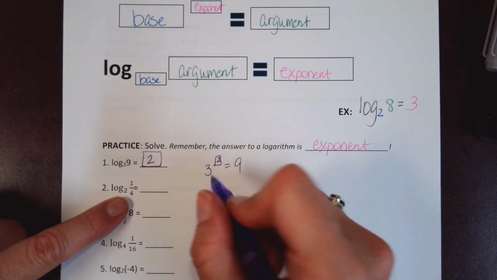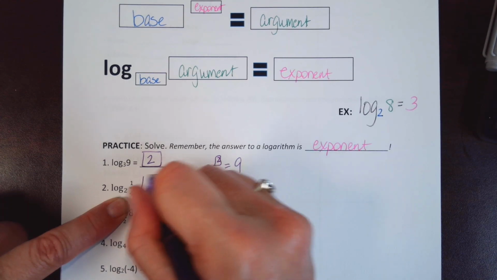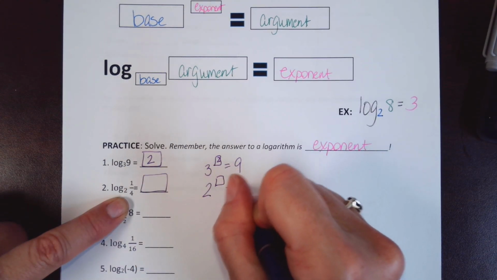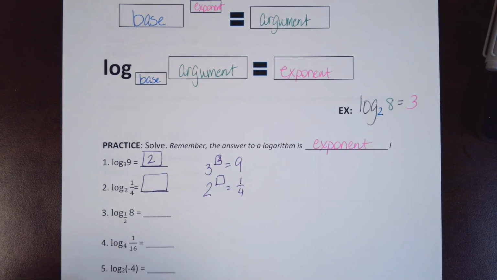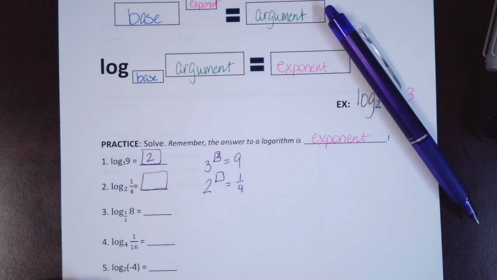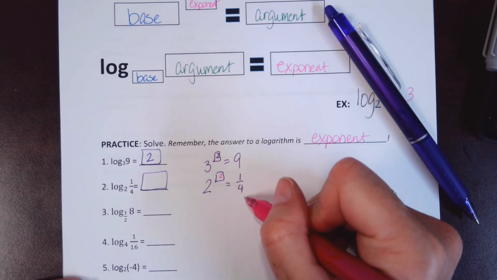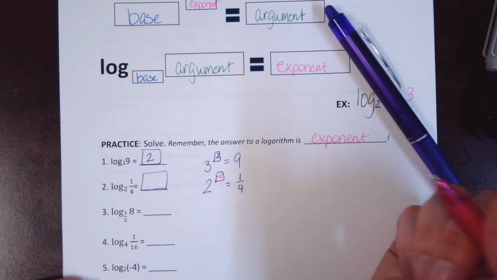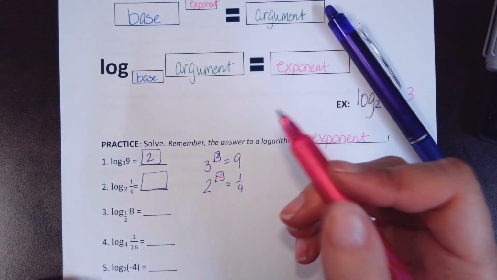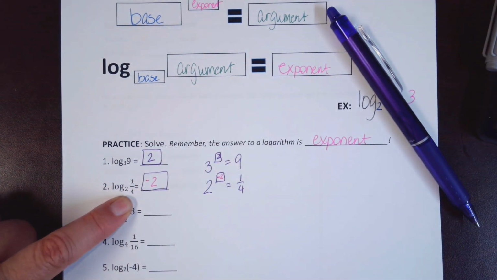Same thing here. My base is 2. I've got an exponent that I'm missing. My argument here is 1/4. Well, how do I change 2 into 1/4? Well, 2 squared is 4, right? But how do I take that reciprocal? Negative exponent. So anytime I see a fraction as my argument, think negative exponent.